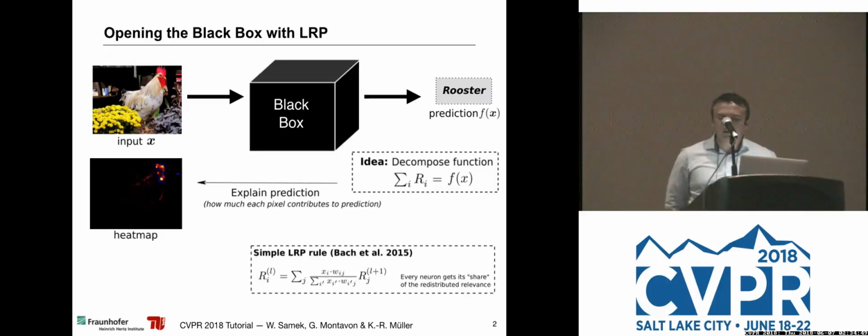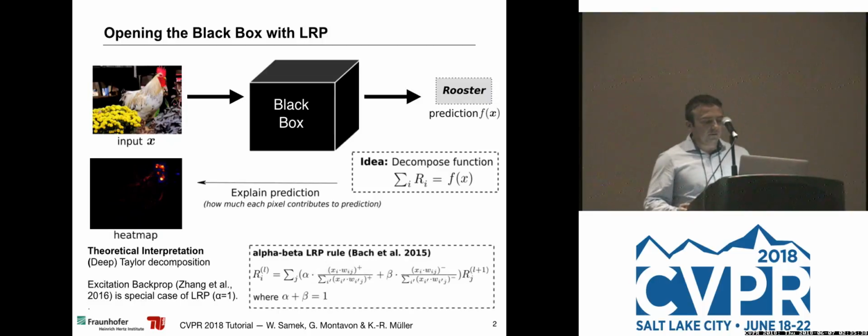Again, a quick recap. Where are we? We were talking about explaining deep neural networks or other black box models, and the idea was to assign relevance scores to every input dimension, for example, to every pixel, so that each pixel gets a relevance which equals its contribution to the prediction. And we saw the simple LRP rule, which depends on two factors: the activation, so a neuron which is more activated is more important for this particular sample and should get more relevance, and also the weights, so the connections of the network.